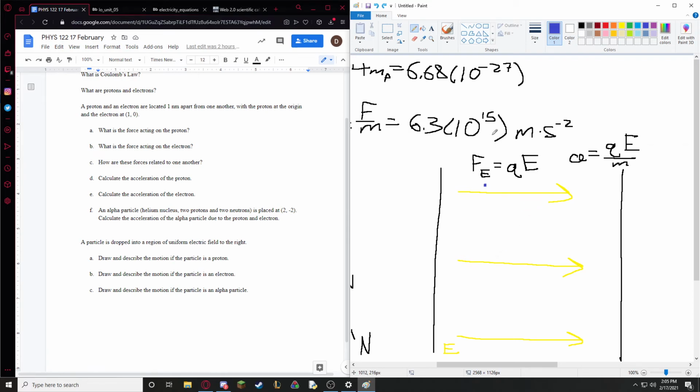Yep, it's going to sort of just curve off to the right. Something like that. That's what the motion of our proton is going to look like. Now, let's go ahead and drop an electron into the same field. What is the motion of our electron going to look like, relative to our proton?